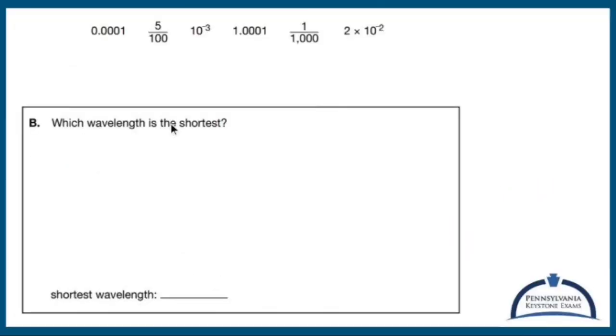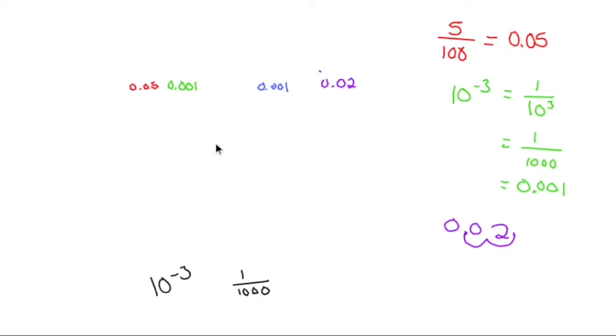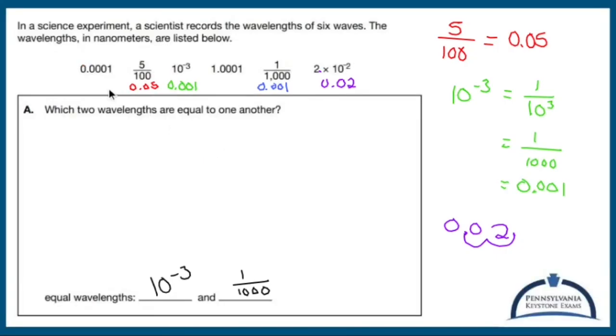Part B. Which wavelength is the shortest? So let me go back to my original. The shortest is going to have the smallest number. So it looks like it's going to be that guy right there. That's 1/10,000th. So definitely not you. Definitely not you. You have a 1 attached to everything. So that's how they're going to try to trick you. That's actually the largest. So it's going to be 1/10,000th.